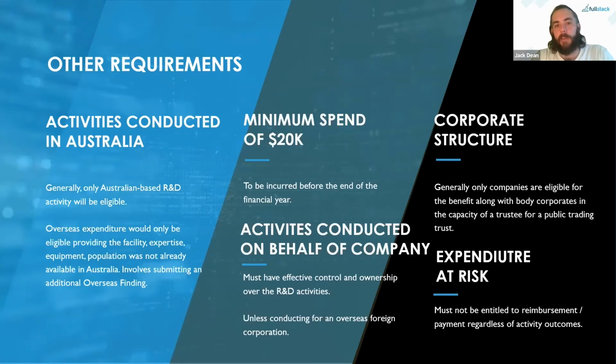So you can only claim activities conducted for you. That's where you own the IP and bear the financial risk of carrying on those activities. So you're paying for those activities essentially. You must spend at least $20,000 per year that you want to claim. And you must have a company structure. So it's not available to partnerships, sole traders, or trusts.